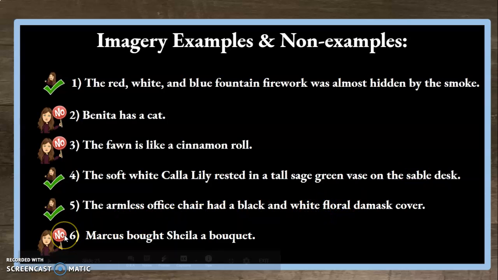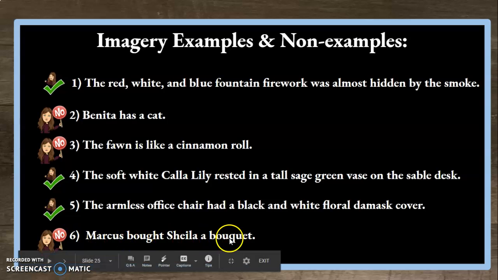And number 6 is not a good example of imagery. Marcus bought Sheila a bouquet. Doesn't tell us what kind of flowers. There are no adjectives here. We don't know what Marcus looks like. We don't know what Sheila looks like. So not a great example of imagery.